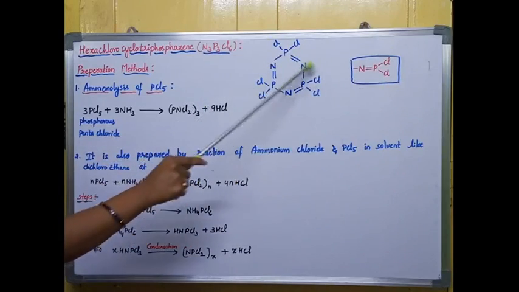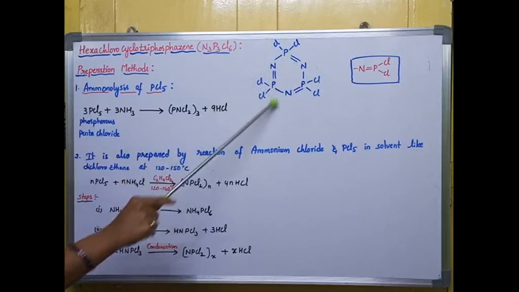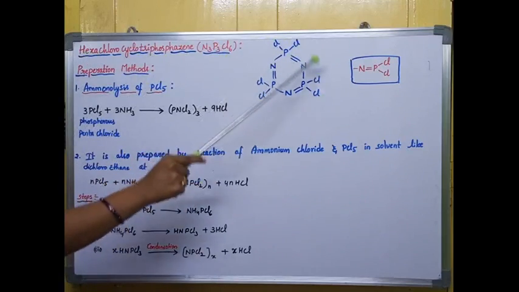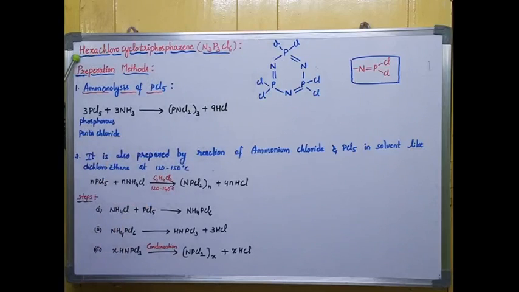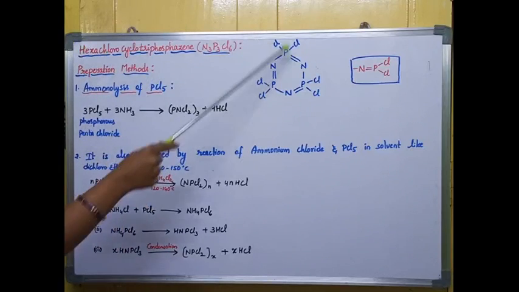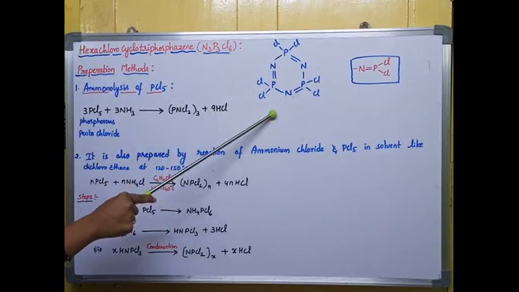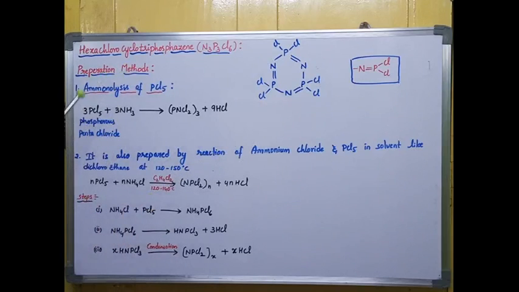You can clearly see it is repeated 3 times in this particular ring. So it is a triphosphazene. And here you can observe 6 chlorine elements. Okay, 6 chlorine elements, so it is a hexachloro. It is a cyclic ring. So hexachlorocyclotriphosphazene. Okay, so now let us see the preparation methods.